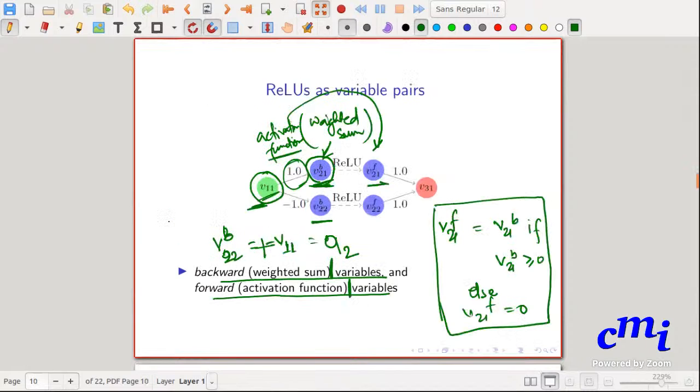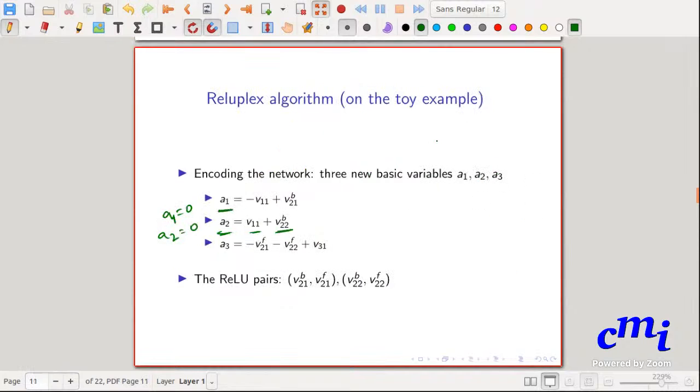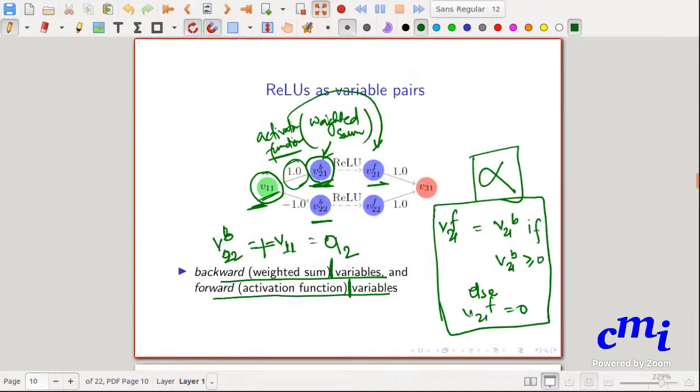Similarly here, the forward facing ones can be related using this if-then-else expression. Remember that I'm not relating them; I'm ignoring this constraint for now. So I'm not writing anything about how VF and VB are being related for any of 21, 22, 31, whatever. I'm going to ignore these if-then-else constraints for now. So I've related VB21 with V11, VB22 with V11. Now I'll relate the 31 with the forward facing things.